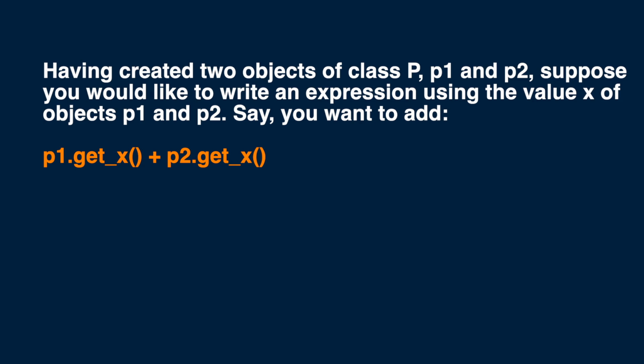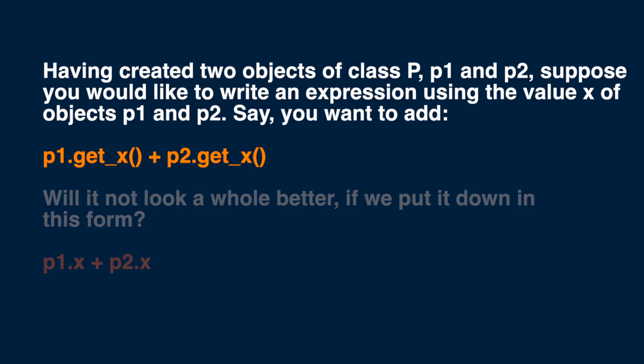Say for example, you want to add the contents of x in both objects P1 and P2, as we did in the example. So, what we did is we create an expression of the type P1.get_x plus P2.get_x. It looks clumsy, isn't it?